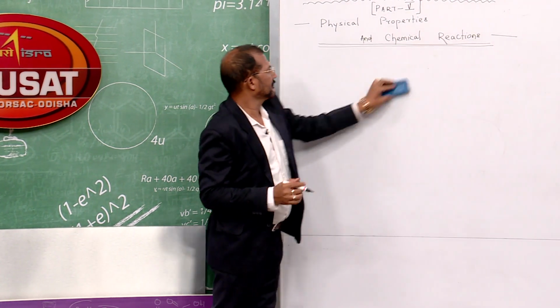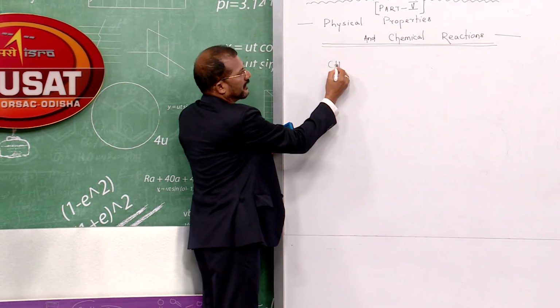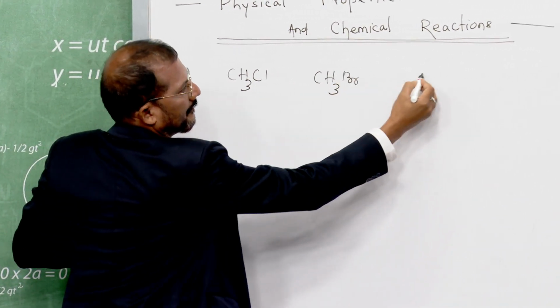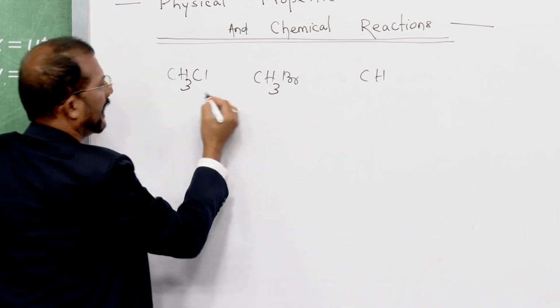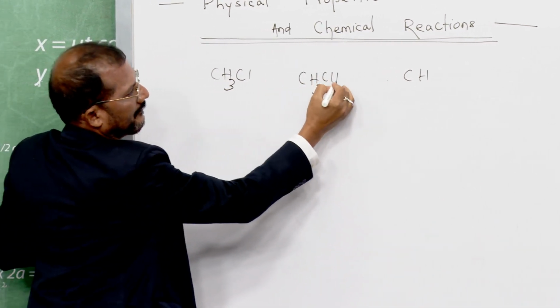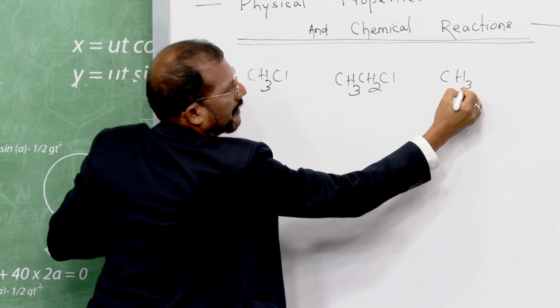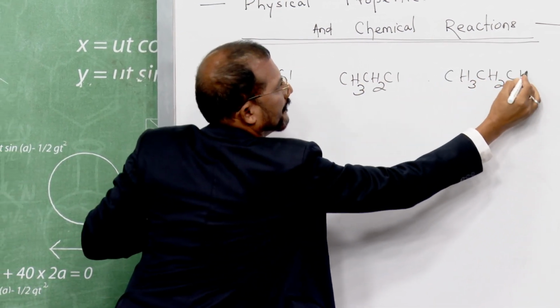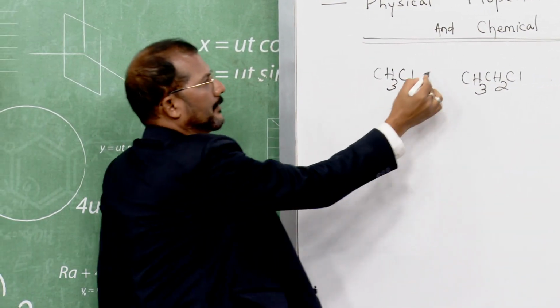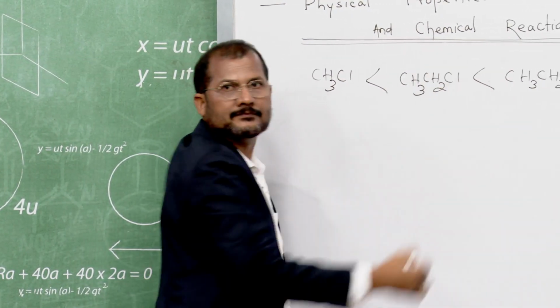If we discuss another example, suppose methyl chloride, methyl bromide, ethyl chloride and propyl chloride. So, also you can see the boiling point increases.